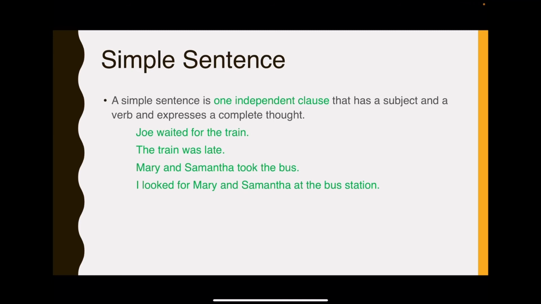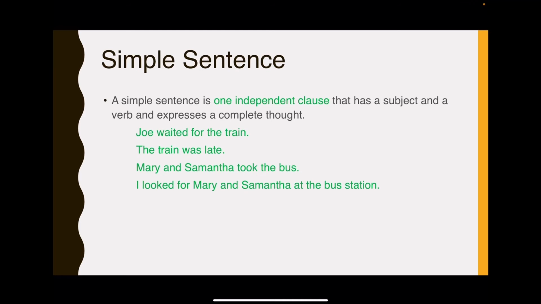What do we have here? Joe waited for the train. The train was late. Mary and Samantha took the bus. I looked for Mary and Samantha at the bus station. So we have Joe waited, the train was late, Mary and Samantha took, I looked for Mary and Samantha. All of them are just the subject and verb, nothing else. And all of them are a complete thought. You can understand all of this clearly. They are just simple sentences.